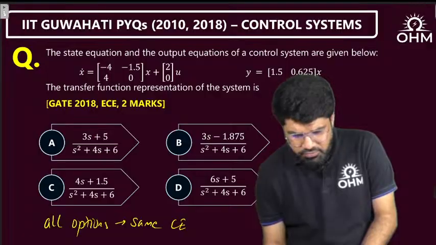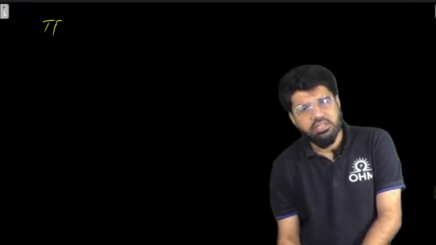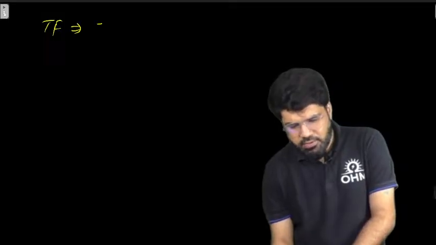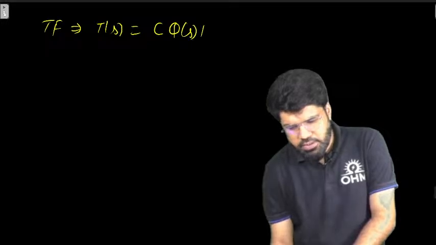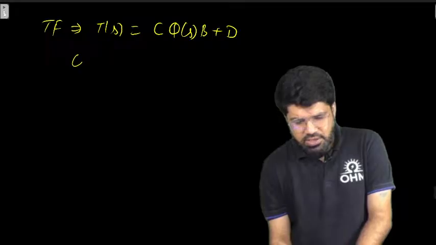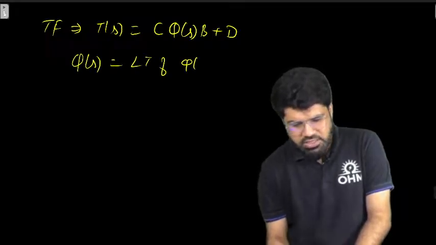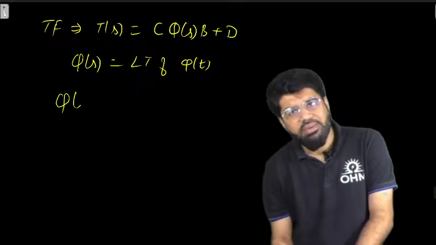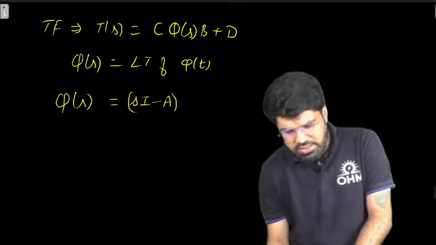The general expression for the transfer function is given by C phi(s) B plus D, where A, B, C, D are matrices. You know what phi(s) is? Phi(s) is known as the Laplace transform of the state transition matrix phi(t), and phi(s) is given by the formula (SI minus A) whole inverse.